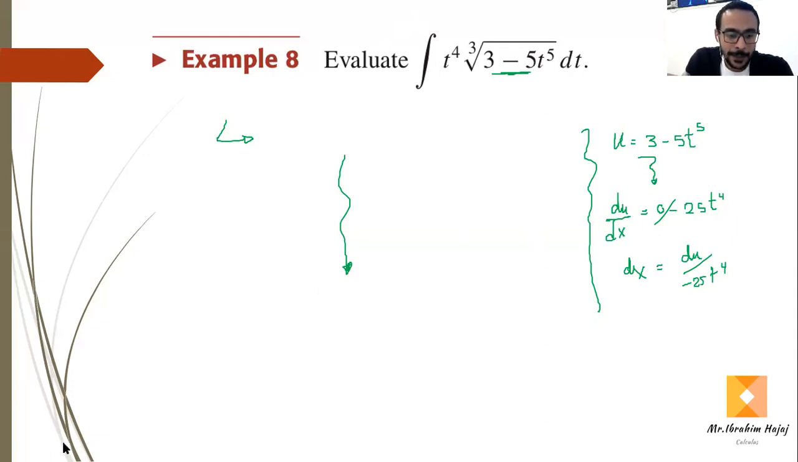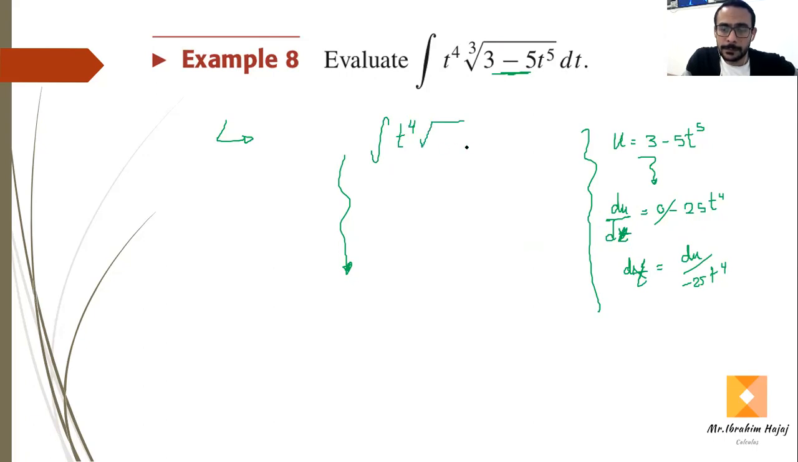Okay, admit all. In this example, Abdul Rahman, complete how to solve this question to find the integral of this, where u equals 3 minus 5t to the power of 5. So du over dt equals negative 25 t to the power of 4. So what's the integral here? t to the power of 4.